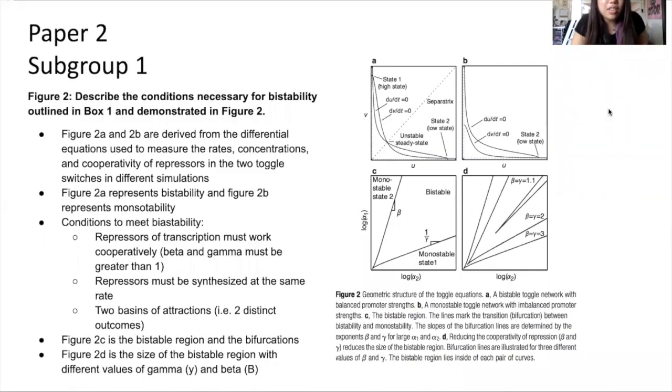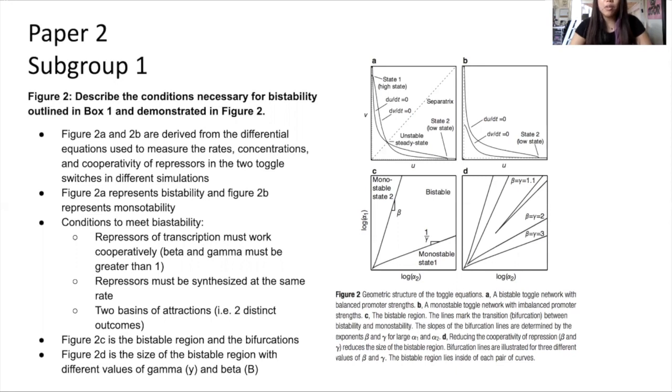So my question was to describe the conditions necessary for bistability outlined in box 1 and demonstrated in figure 2. Box 1 just describes what's happening in figure 2 as seen on the right. Figure 2a and b are derived from differential equations used to measure the rates, concentrations, and cooperativity of repressors in two toggle switches in different simulations. So in 2a, that represents the bistable result, and 2b is the monostable result.